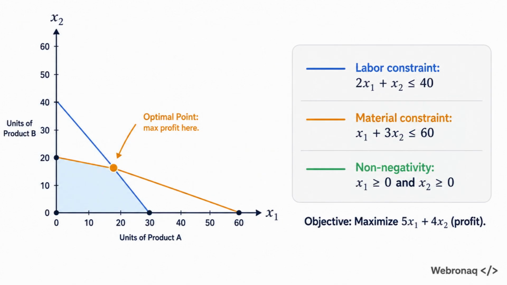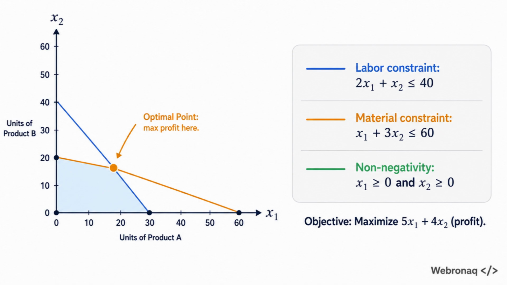Now let me show you the foundational tool, linear programming, or LP for short. Say a factory makes 2 products, A and B. It earns $5 profit on each unit of A and $4 on each unit of B. The factory has a limited number of labor hours and a fixed amount of raw material. Each of those limits becomes a straight line rule, called a constraint.